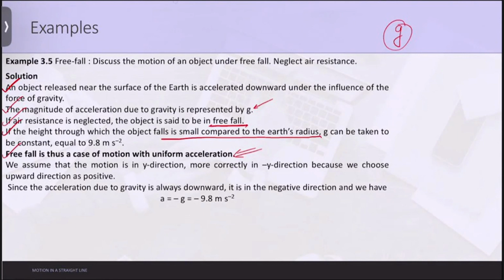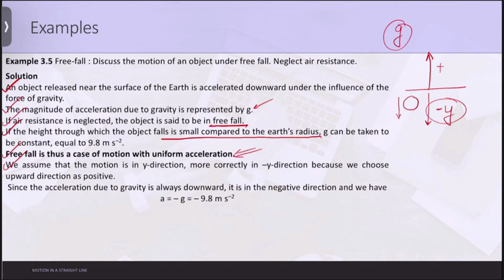So that being said, we assume that the motion is in y direction, more correctly in minus y direction, because we choose upward direction as positive. So basically, everything which is going upward is plus y, and everything which is going down is minus y. Here the free fall is happening downwards, and hence this motion is happening in negative y direction.